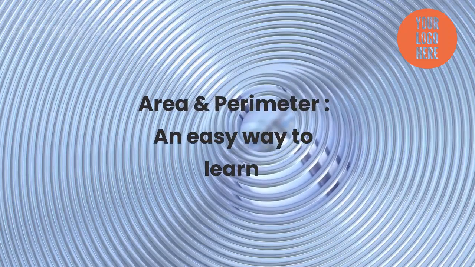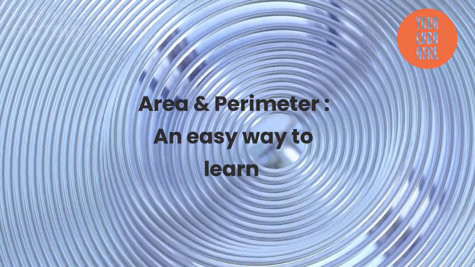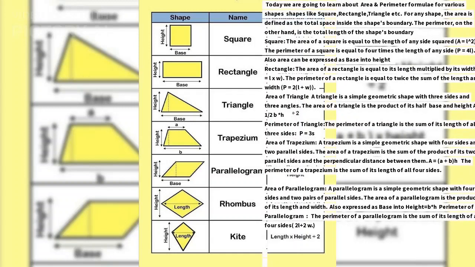Area and perimeter, an easy way to learn. Today we are going to learn about area and perimeter formulae for various shapes like square, rectangle, triangle, etc. For any shape, the area is defined as the total space inside the shape's boundary. The perimeter, on the other hand, is the total length of the shape's boundary.